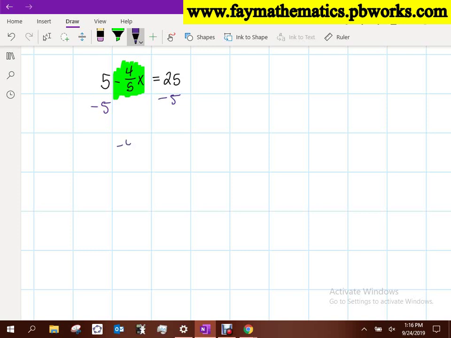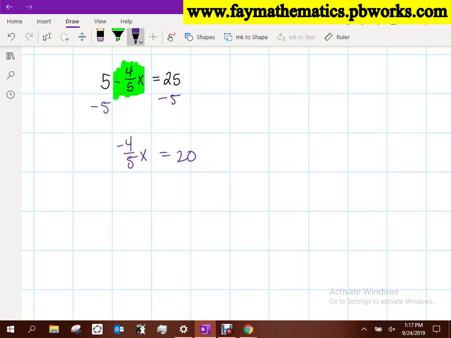So then I get negative 4/5 x equals 20, right? A lot of times what happens is when we do work like this and we subtract that 5, and I'm not paying attention to the 4/5 x being negative, a lot of people in the next line will write 4/5 x equals 20 instead of negative 4/5 x equals 20. Does that make sense? Okay?